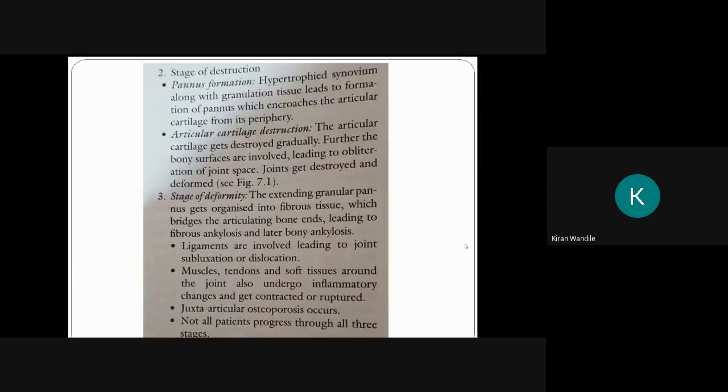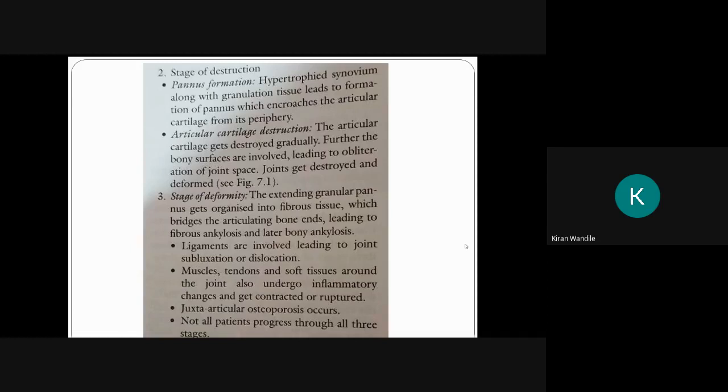Then the second stage is called the stage of destruction. Here there is pannus formation. The hypertrophied synovium along with the granulation tissue leads to the formation of pannus, which encroaches the articular cartilage from its periphery. So it starts encroaching from the periphery.